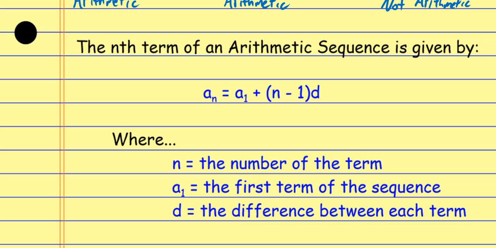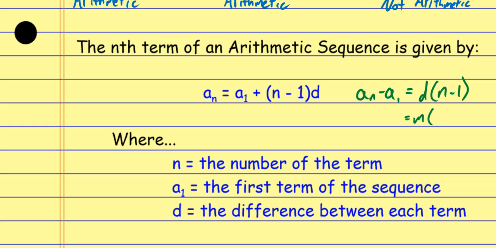But what if I were to subtract that a sub 1 from each side, and write it as a sub n minus a sub 1 equals n minus 1 times d. And if you look at that, hopefully that looks a little bit familiar. If it doesn't, let me rewrite this. Maybe I'll write the d times n minus 1. And if that still doesn't look familiar, maybe I'll replace the d with an m.